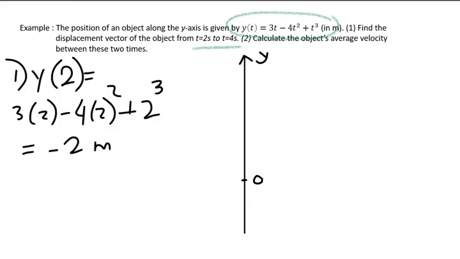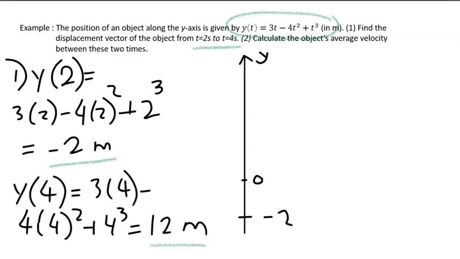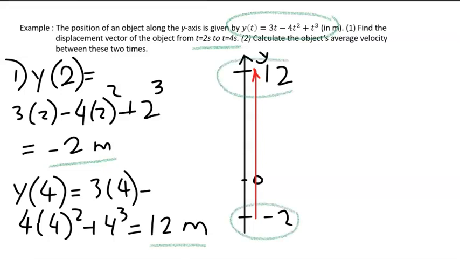So first let's calculate the y-coordinate of this object when t is 2 seconds. You substitute t equals 2 in that expression given, and you end up with minus 2 meters, which means the object is somewhere here, at minus 2. And at t equals 4 seconds, the object's y-coordinate is 12 meters, as shown. So that means it's here. So the object has traveled from t equals 2 to t equals 4 in the direction shown by that red arrow. So this is the initial point, this is the final point.